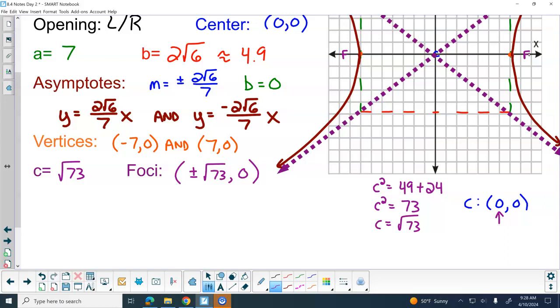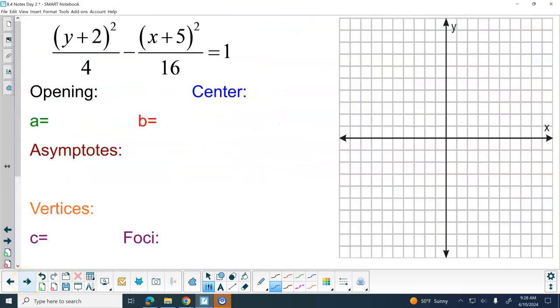Questions, comments, concerns, clarification? Have at it. So we'll start with step 1. Which way does it open? Up and down. Okay? So this is an up-down.